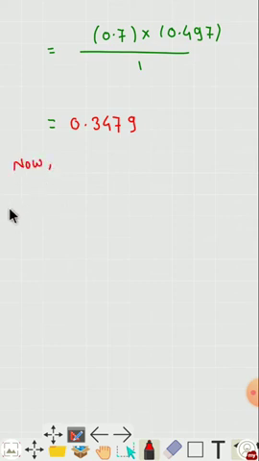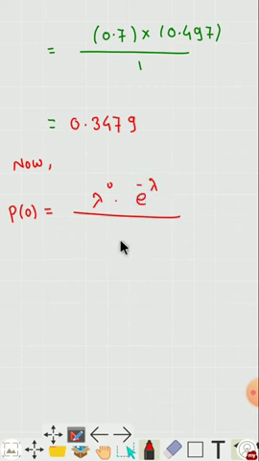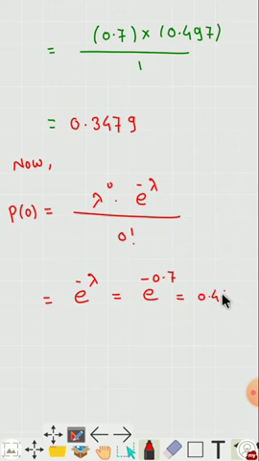Now find the value of p of 0, and it is equal to lambda raised to 0 into e raised to the power minus lambda, divided by 0 factorial, and it is nothing but e raised to the power minus lambda. But e raised to the power minus 0.7, its value is given to be 0.497. So up to now we found these two values.